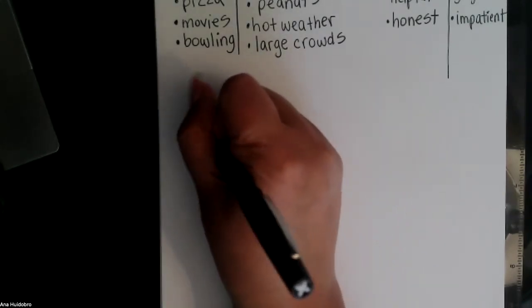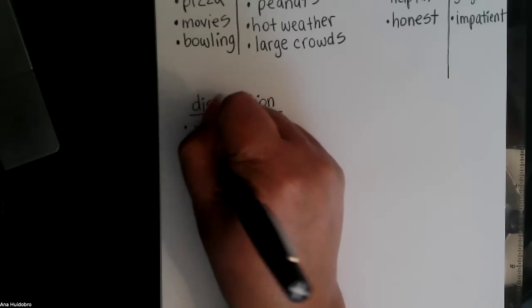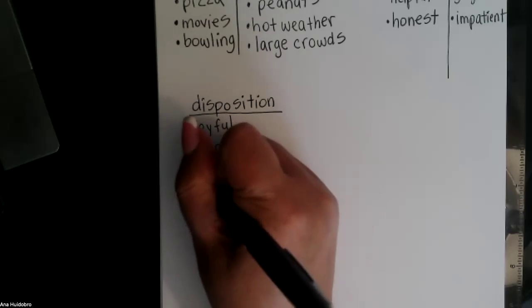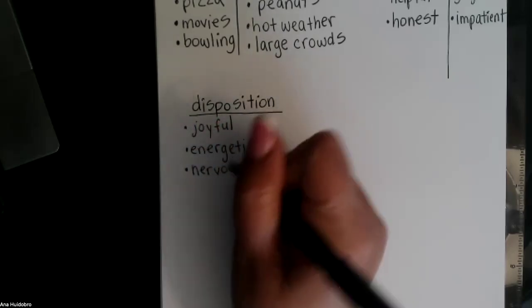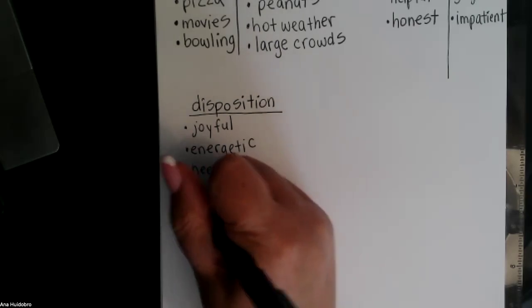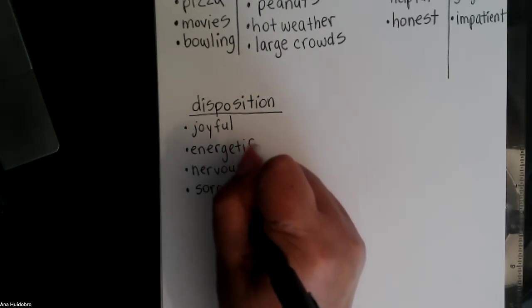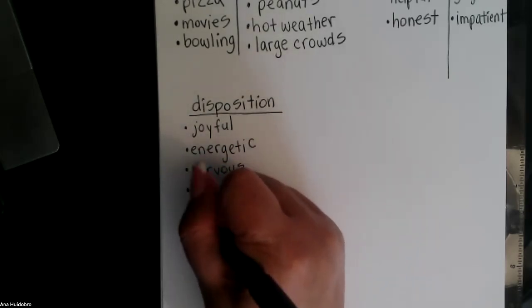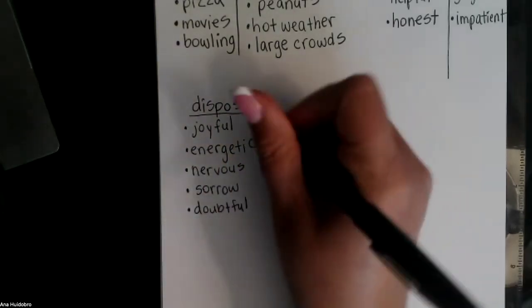Maybe some people are very joyful. Some people are very energetic. Some people, they kind of have a nervous disposition. They always seem to be nervous or on edge. Sometimes there's kind of sorrow, kind of just a sad disposition. Sometimes their disposition is doubtful. They question everything. Sometimes they're kind of pensive.